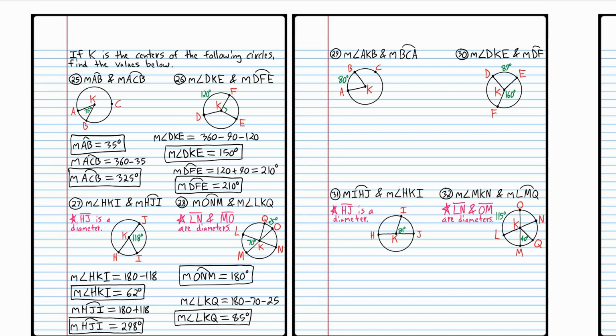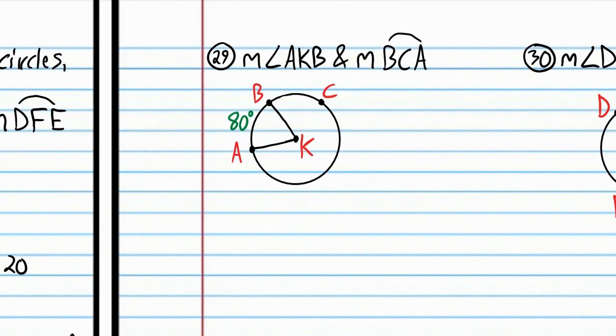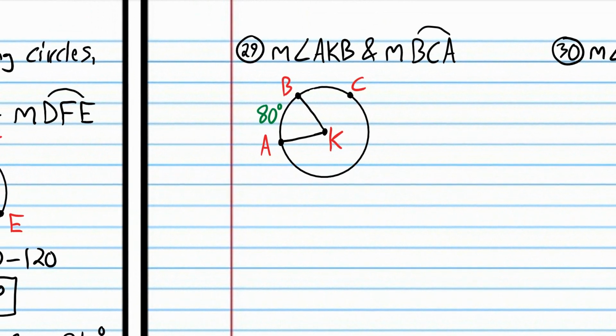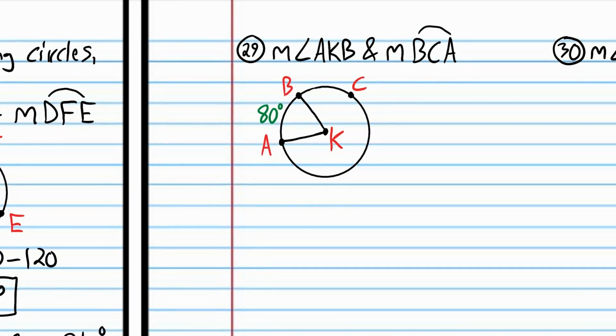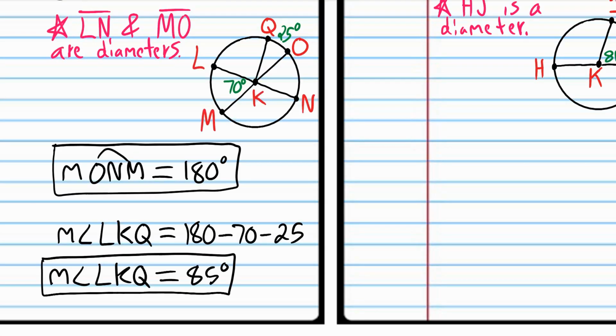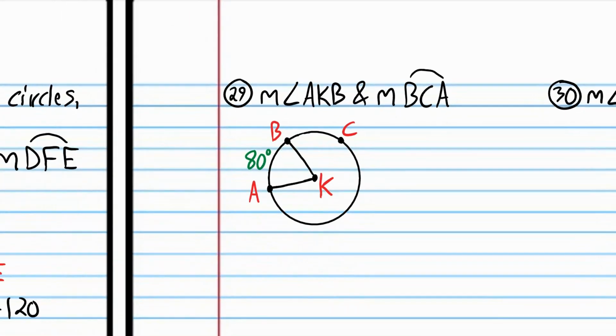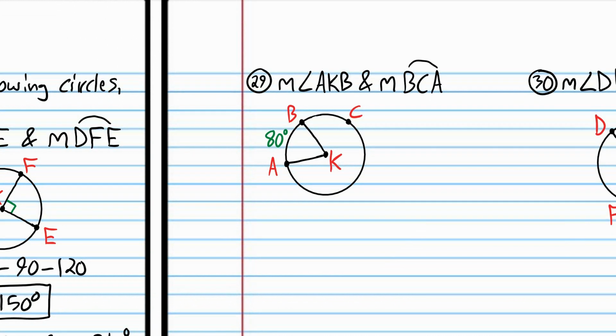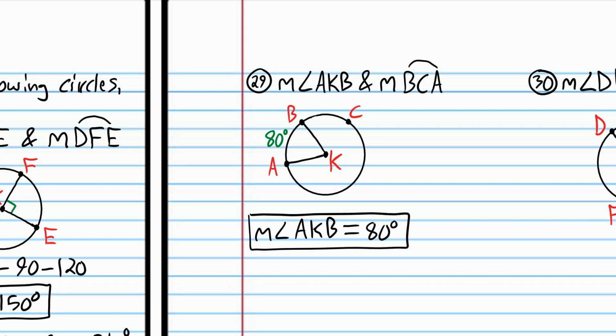All right, we're back. Measure of angle AKB. So we want the central angle here. The central angle is just the same measure as the corresponding arc. So the measure of angle AKB is equal to 80 degrees. So if you got that answer, good job.